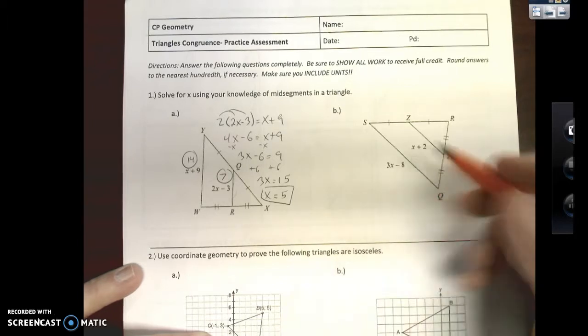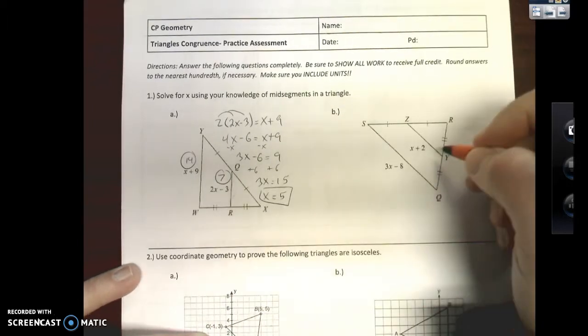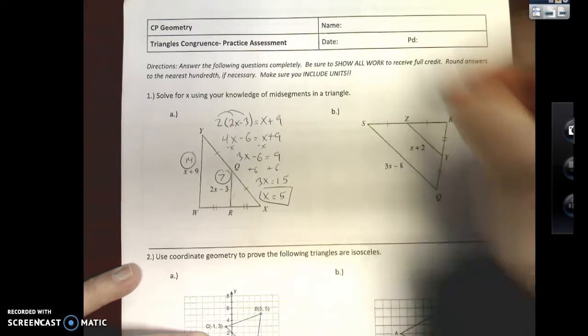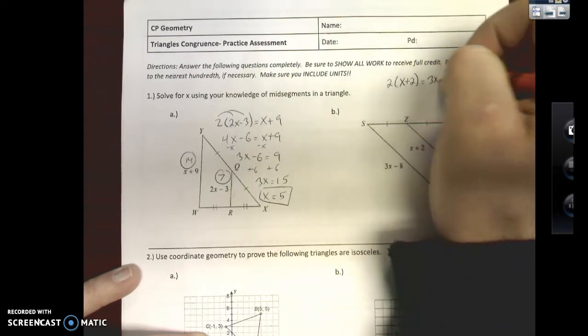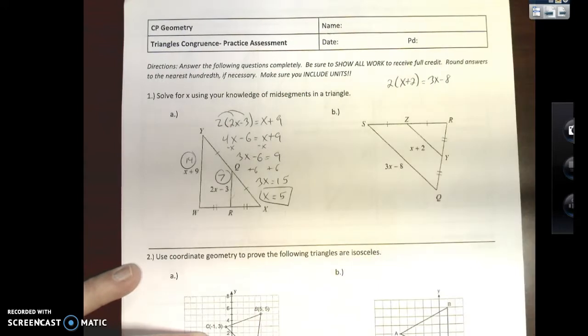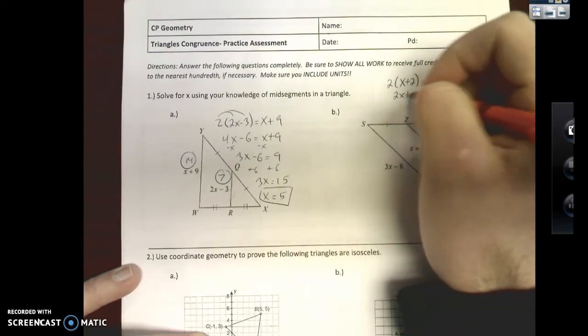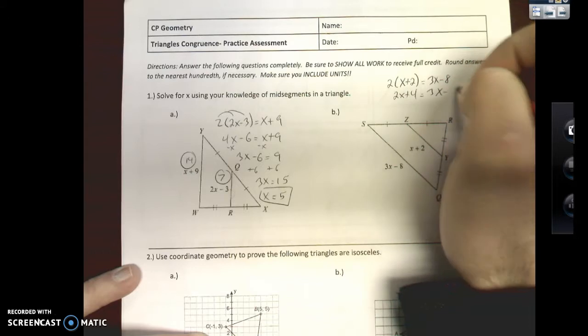Same idea over here. Just to give you guys another example of it. Here's the inside one, the x plus 2. So 2 times x plus 2 equals 3x minus 8. I can distribute that 2 in. 2x plus 4 equals 3x minus 8.